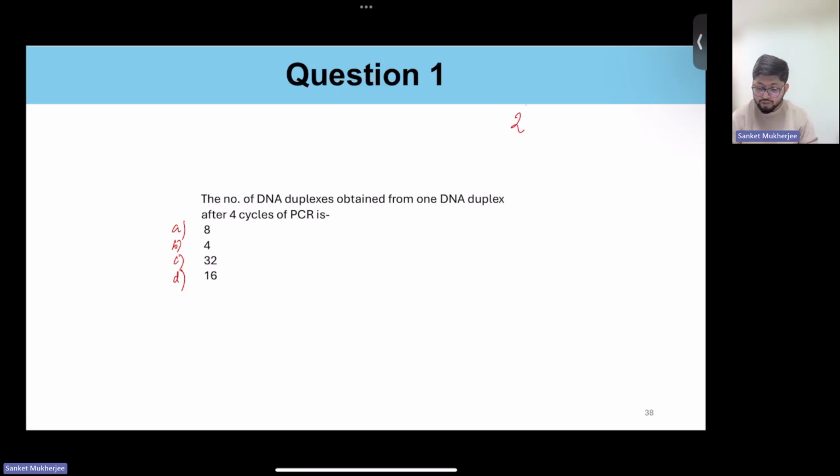They've already told you the formula is 2 to the power n. Here n is to the power 4, so it would be 16.